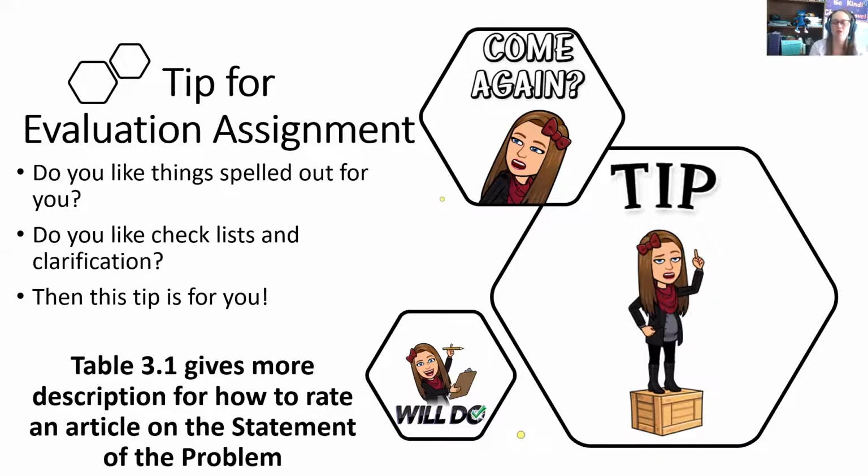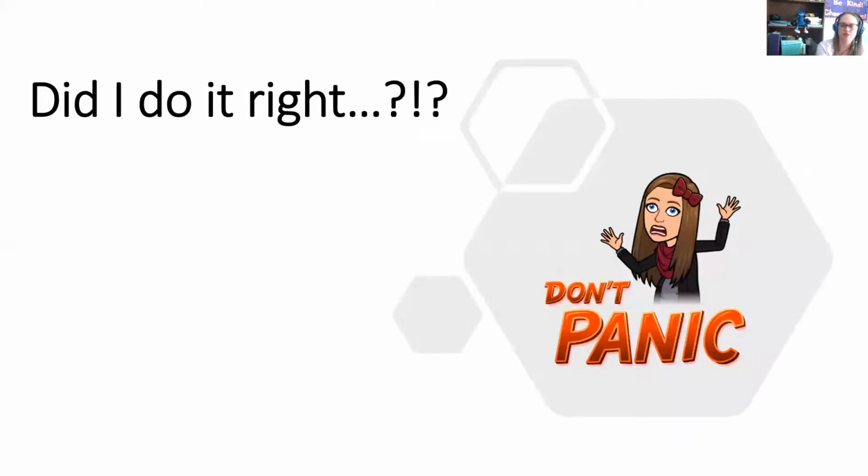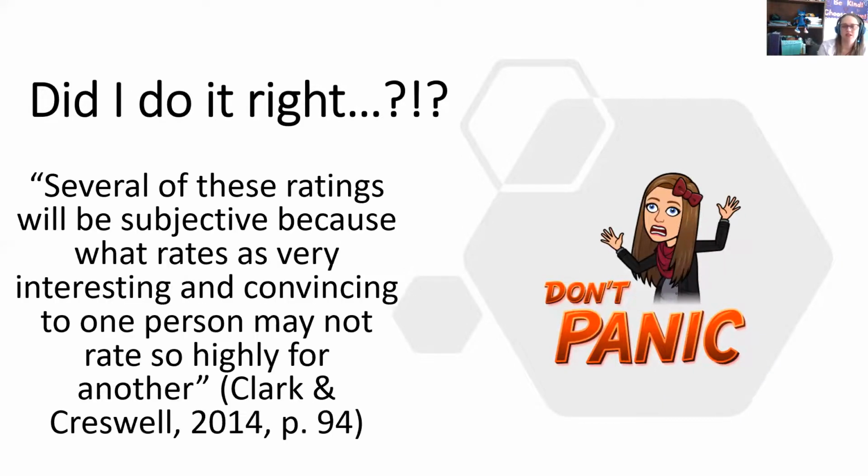So in the book, they give you a chart and they ask you different questions, and then you're supposed to rate it: fair, excellent, good, poor. And it was kind of hard at first whenever I was trying to do this to figure out, well, which is good, which is fair. But there's descriptions in table 3.1 that'll give you more details. And did I do it right? Don't panic if you are trying to do this for a class, because several of these ratings will be subjective, because what rates as very interesting and convincing to one person may not rate so highly to another.